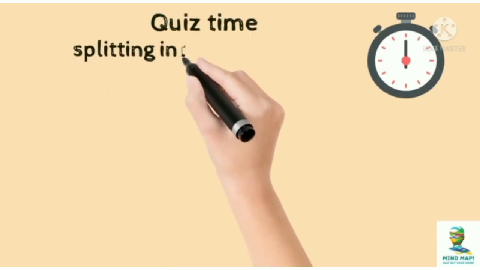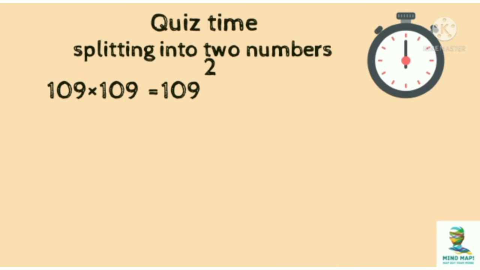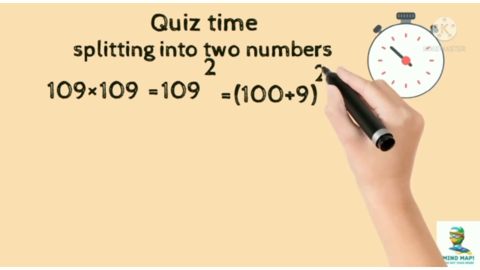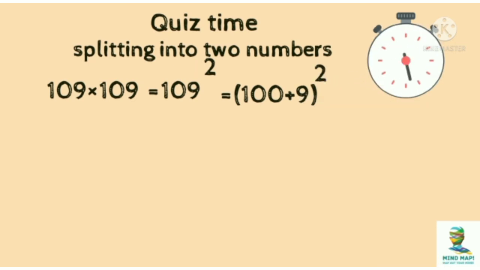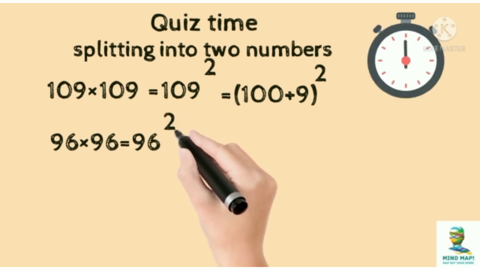Let's see some questions where we need to split the numbers into two, and that is the first and important part in solving. So the first question, 109 square. Whenever we split the number, make sure the first number is 100. So in order to get 109, I should add 9. So it becomes 100 plus 9.